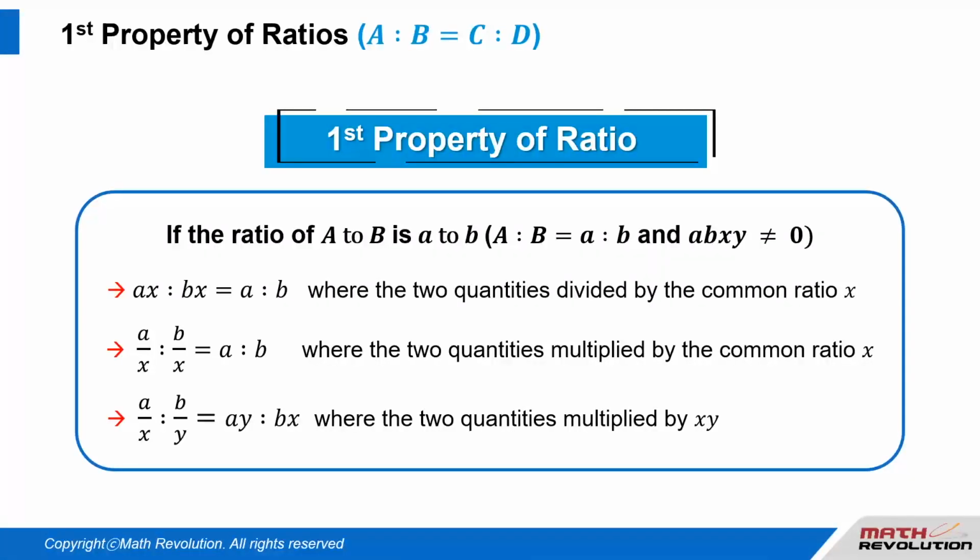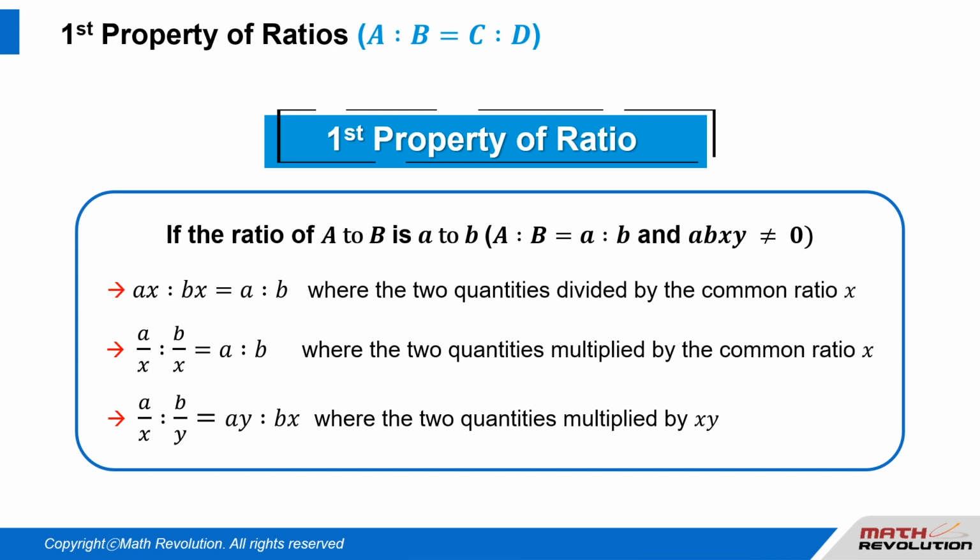If the ratio of A to B is A to B, that is, A is to B equals A is to B, and A times B times X times Y is not equal to 0, then A times X is to B times X, which equals A is to B, where two quantities A times X and B times X are divided by the common ratio X. A over X is to B over X, which equals A is to B, where the two quantities A over X and B over X are multiplied by the common ratio X.